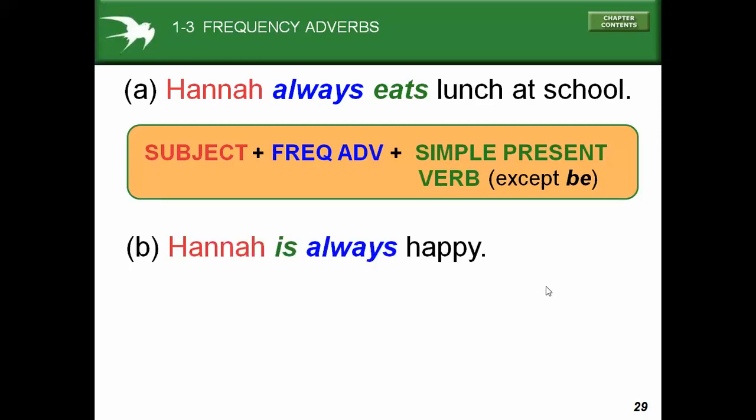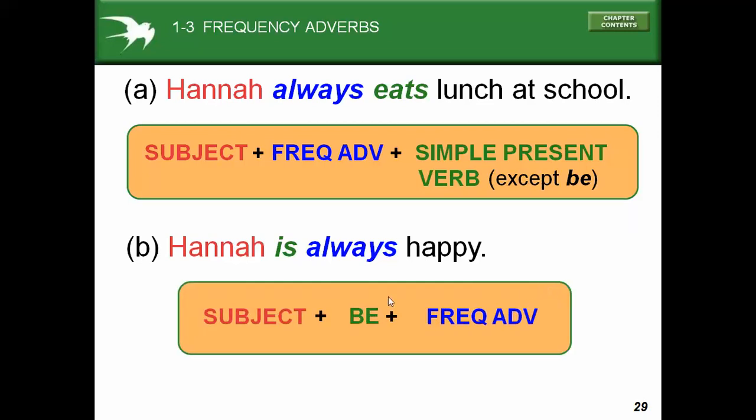Hannah is always happy. Subject, verb to be, frequency adverb. Notice here, all adverbs come before the verb except the verb to be, they come after the verb to be. We don't say Hannah always is. No, Hannah is always. But with any other verb, we say always eat. This is a note you should take into consideration.